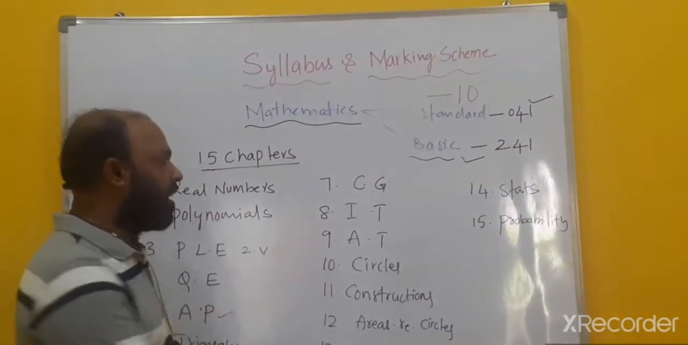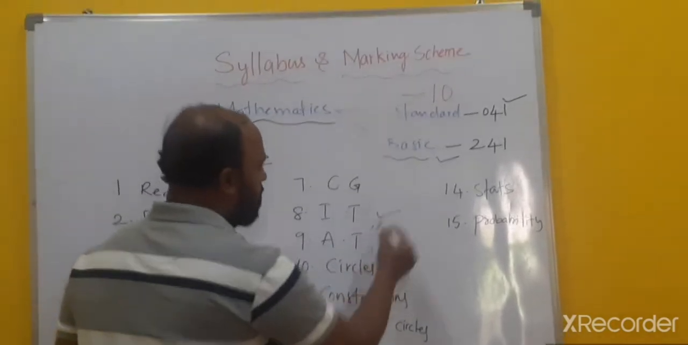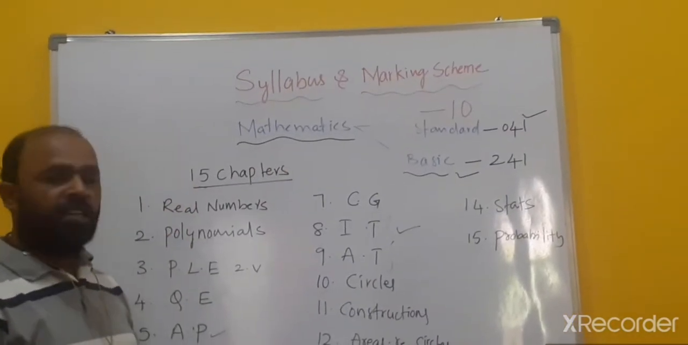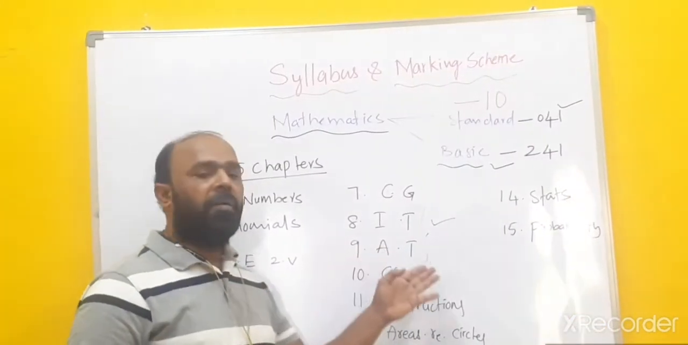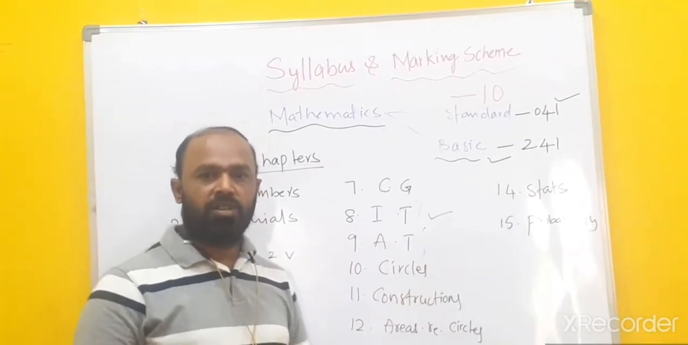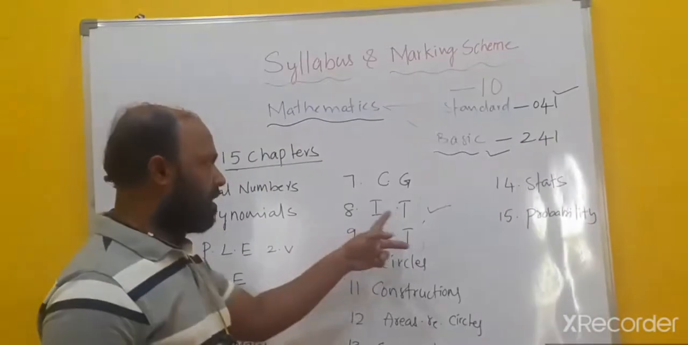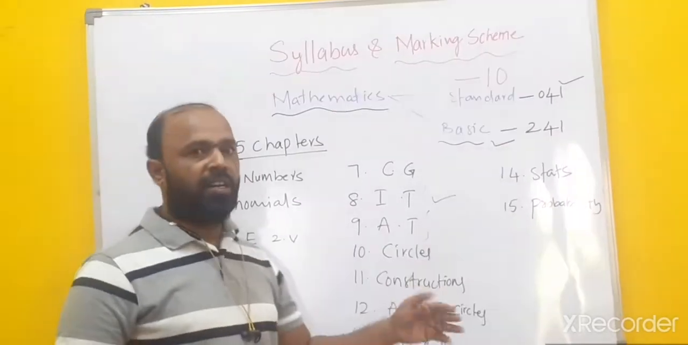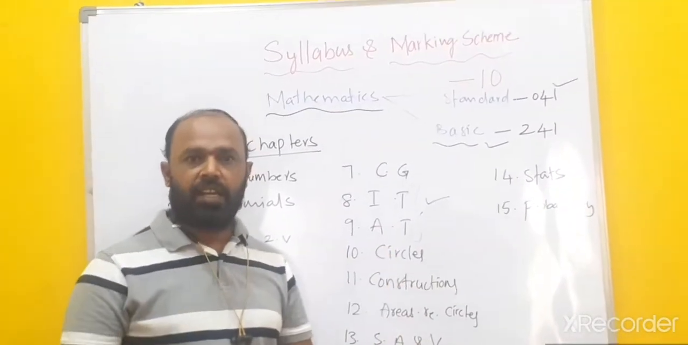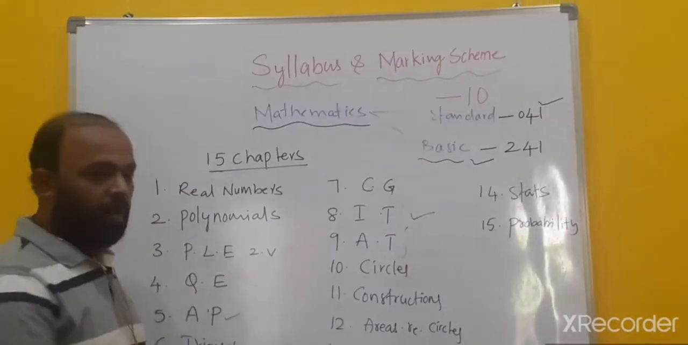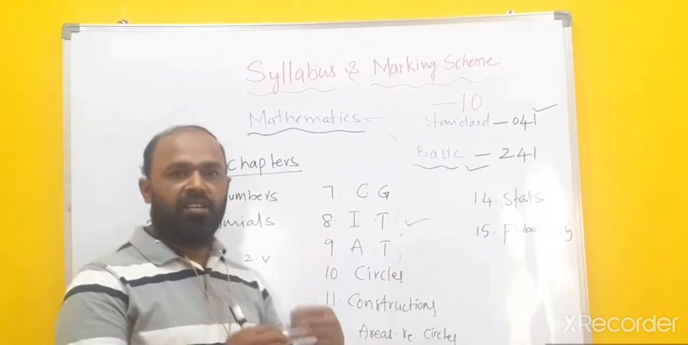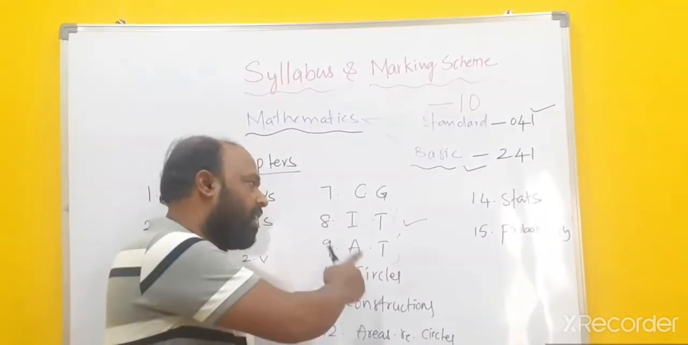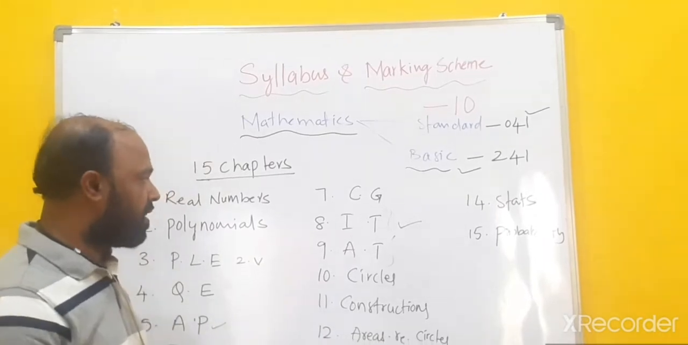Next, the 8th and 9th chapters are new for you, that is introduction to trigonometry and applications of trigonometry. It's a very simple subject. We will do it. Trigonometry is related to the right triangle, exactly like our geometry. If you are perfect in triangles, then you will get it. Only the right triangle is present in this. We'll do that later also.